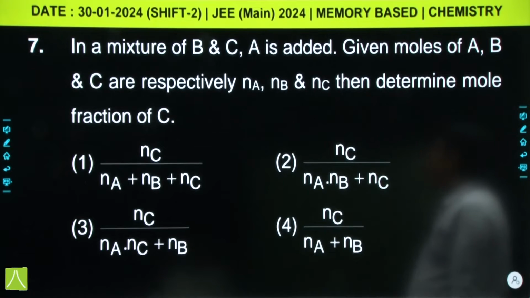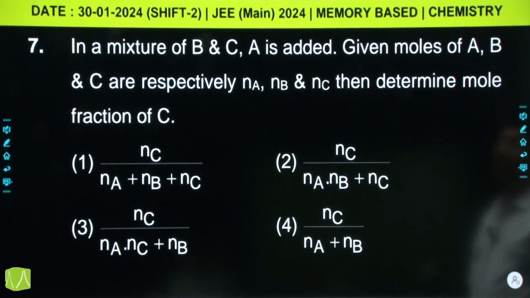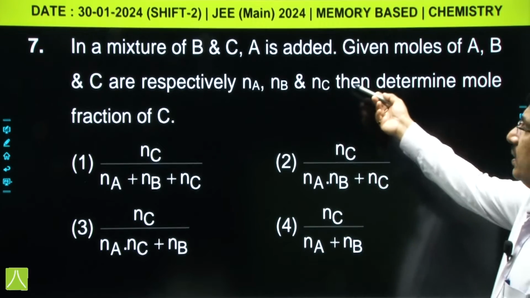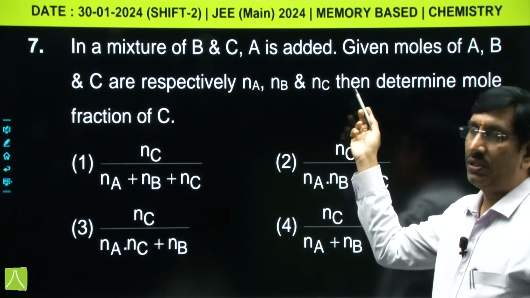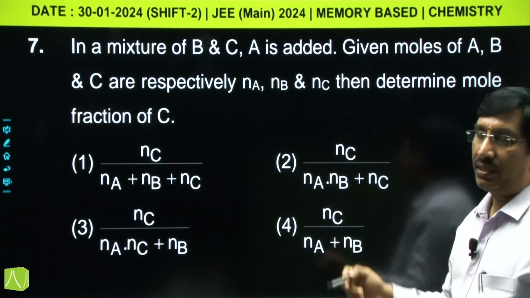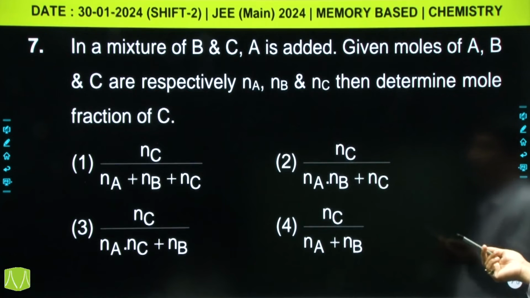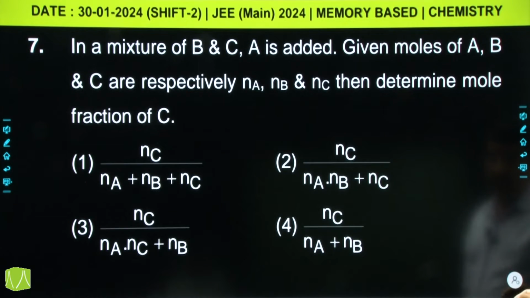Next question: in a mixture of B and C, A is added. Given moles of A, B and C are respectively Na, Nb and Nc, determine the mole fraction of C. Very simple question, that is number of moles of C upon total number of moles of 3 substances, that is Na plus Nb plus Nc. So, Nc upon Na plus Nb plus Nc is the answer.